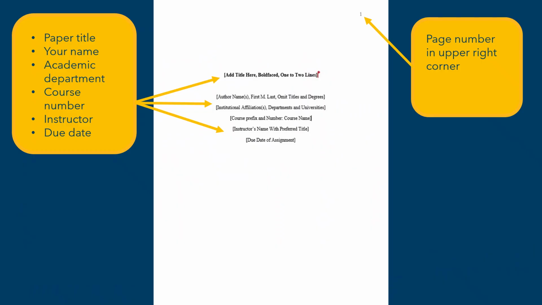Student papers generally have a title page with the title of the paper, your name being the author, the name of the university and the department, the class number, the instructor, and the due date of the assignment. Start your page numbers on the title page in the upper right corner.